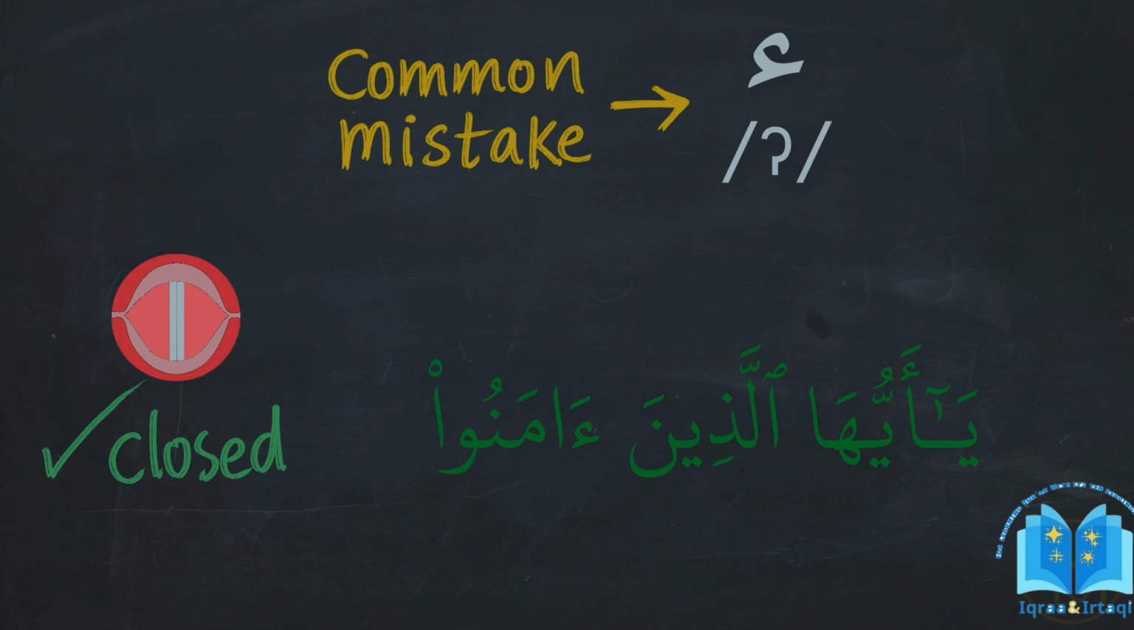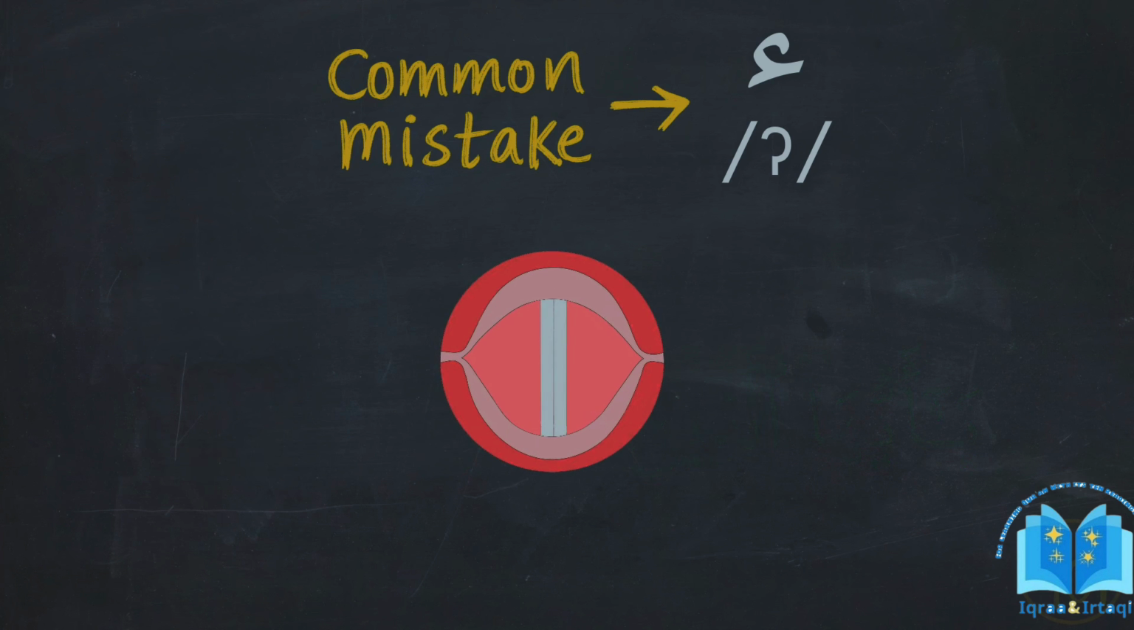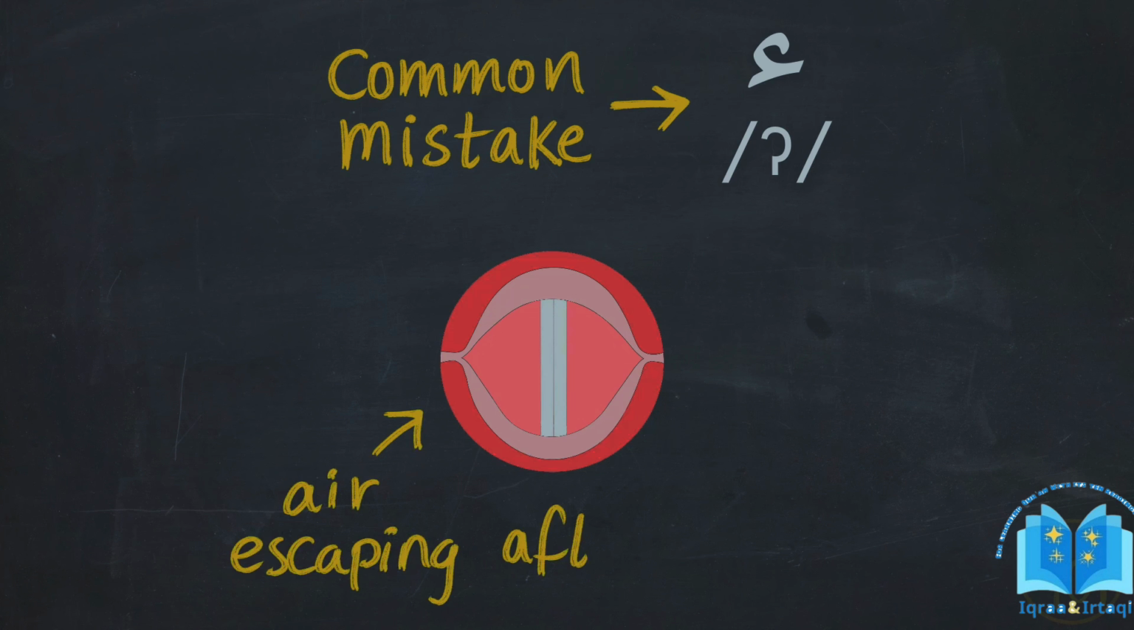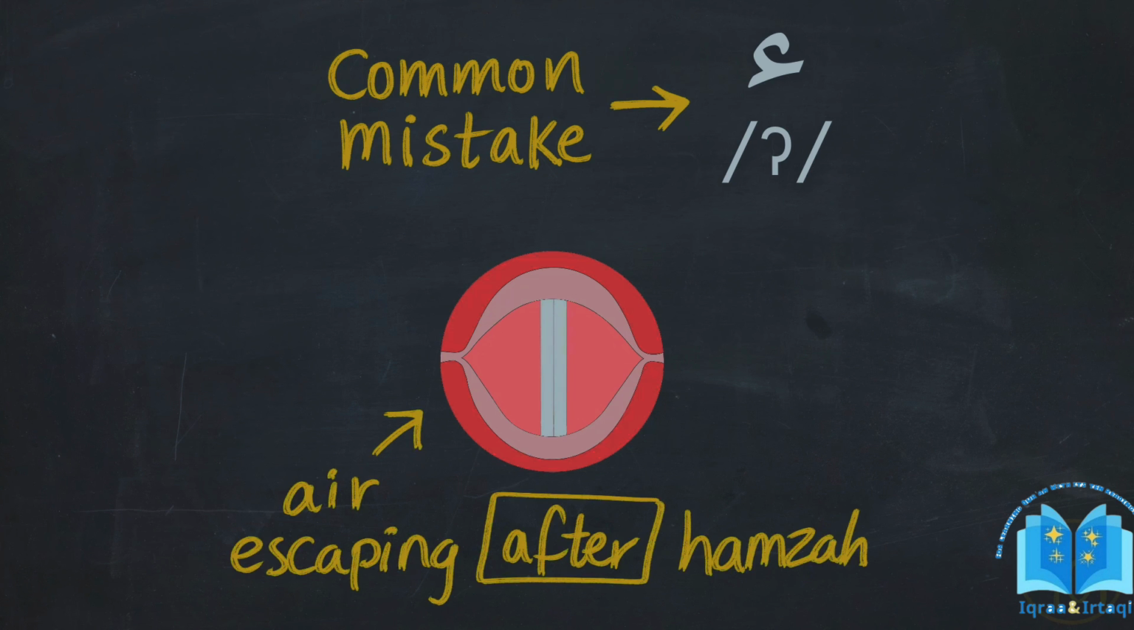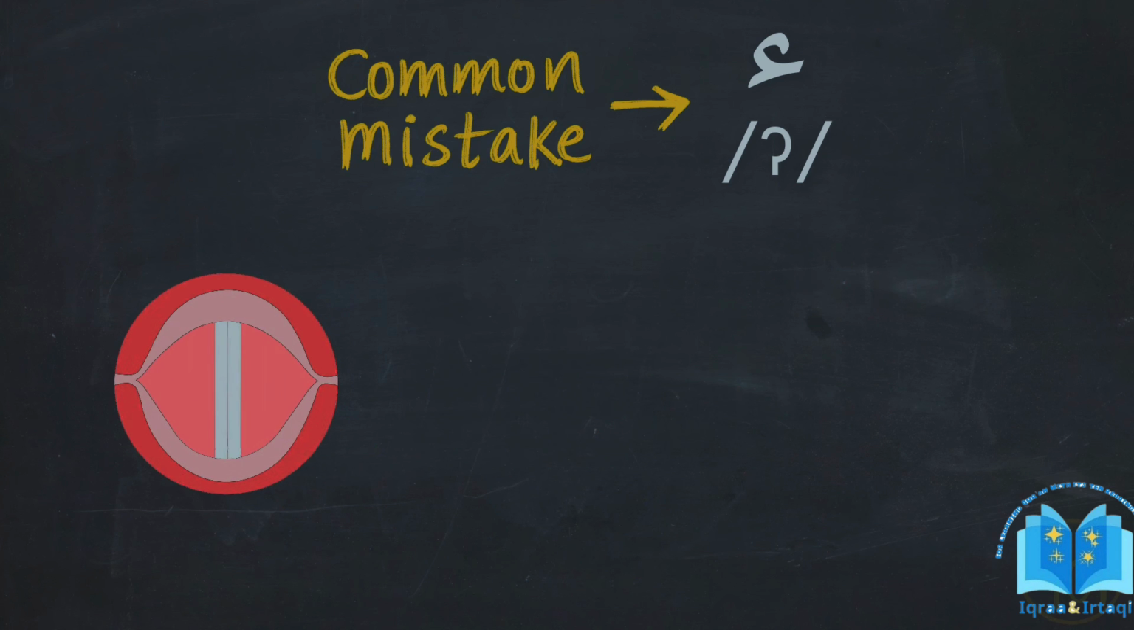آمنوا. The second mistake is letting a small gush of air escape through the vocal cords, and this causes the hamza to have some sort of a qalqala or a slight ha sound following the hamza directly. Like so.